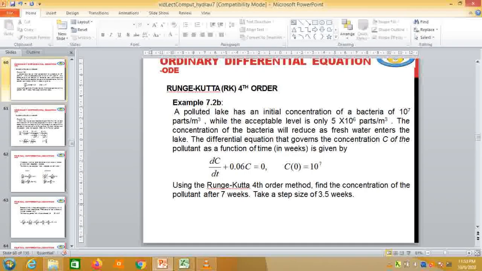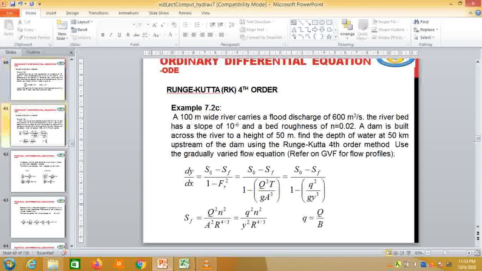Another example: a 100-meter wide river carries a flood discharge of 600 meter cube per second. The river bed has a slope of 10 to the power of negative 6 and a bed roughness of n equals 0.02. A dam is built across the river to a height of 50 meters. Find the depth of water at 50 kilometers upstream of the dam using the Runge-Kutta fourth order method. Use the gradually varied flow equation.